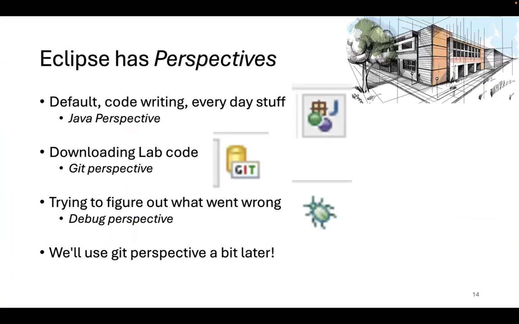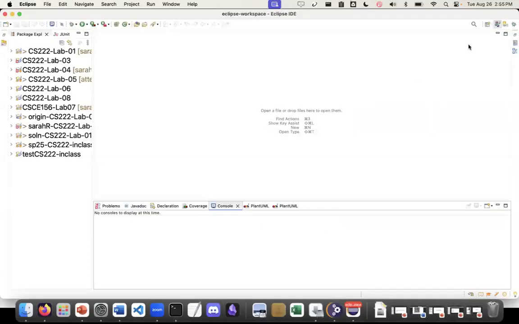Eclipse has perspectives. So there's the Java perspective where I'm going to write my everyday code stuff. There's the Git perspective, which is where we'll download the labs. There's the debug perspective to help try and figure out what went wrong. And the way that you select these are in the top corner. They're very small. I wish I could zoom. So I've got 3 icons over here on, did I say left? It's on the right-hand side.